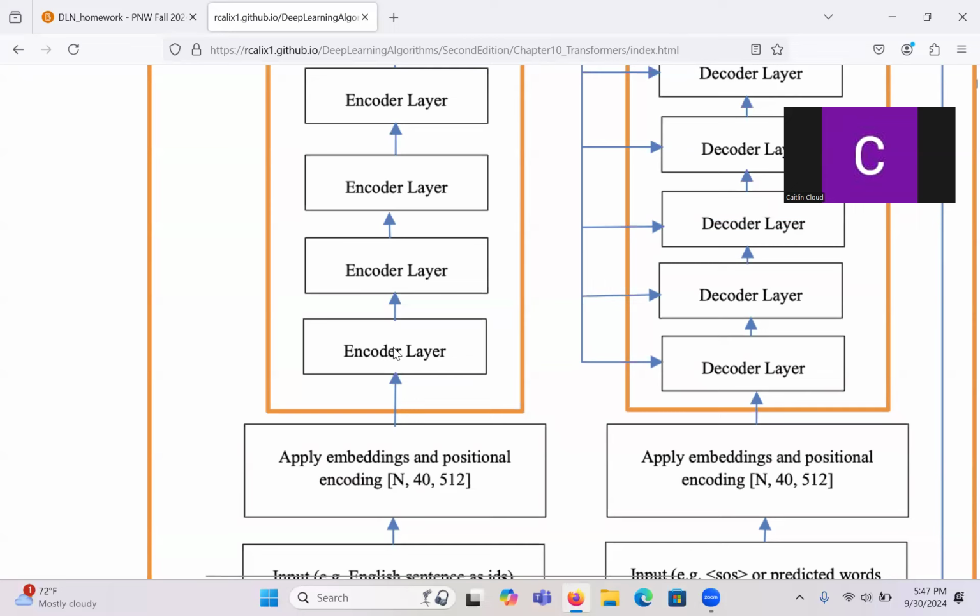For now, I'm not going to explain what an encoder layer does. But what I can tell you is it takes in as input n by 40 by 512, and out comes n by 40 by 512, which goes into the next layer. And keep in mind, it's going through neural networks that initially have random weights. Over the training, they start to become really good.